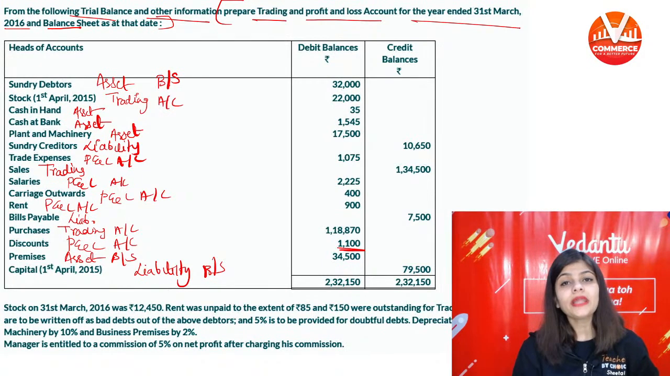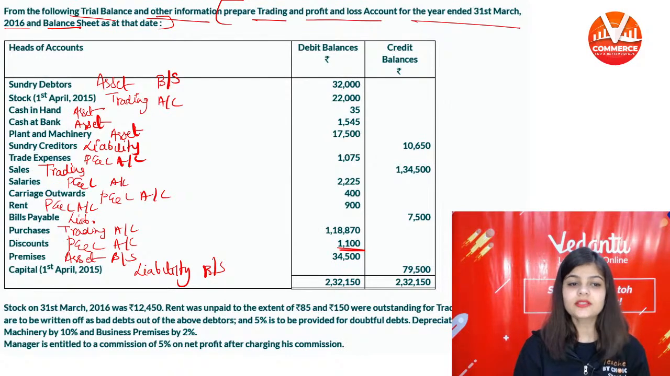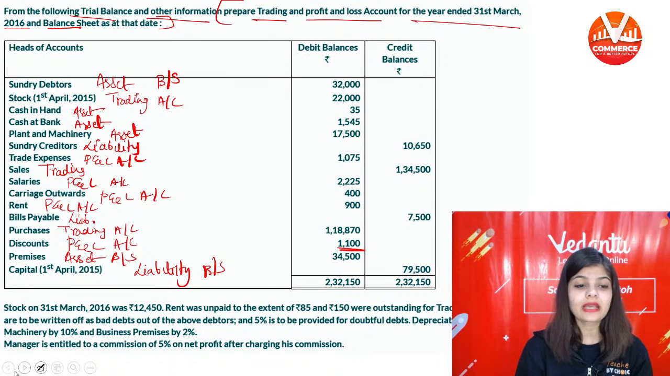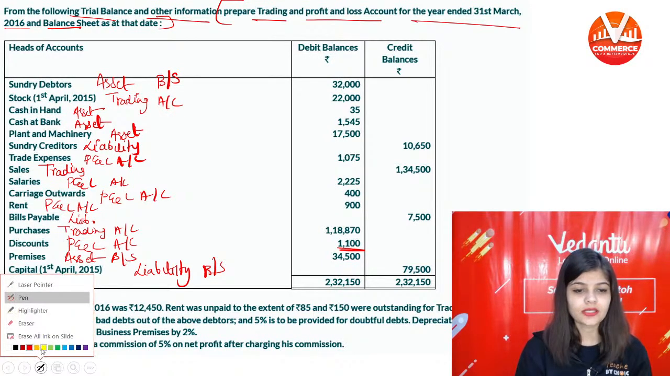So after recording all the items of trial balance, we will be recording the adjustment. So now we will come to the adjustment.